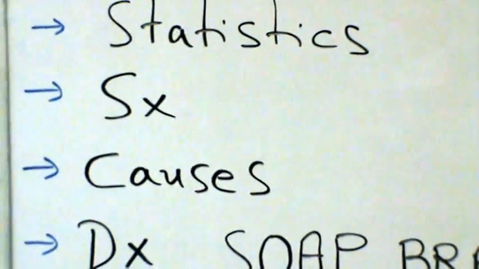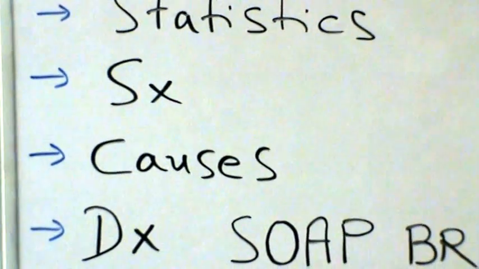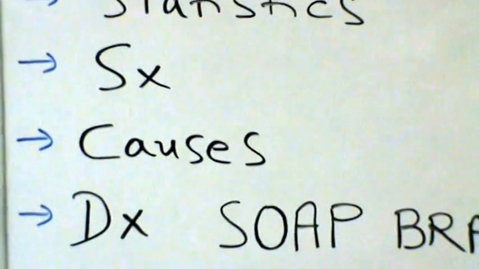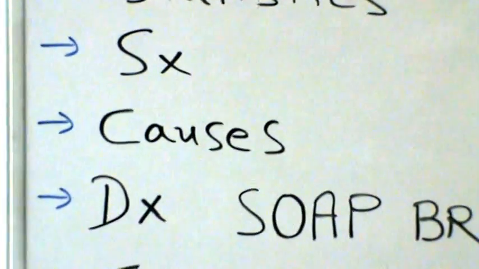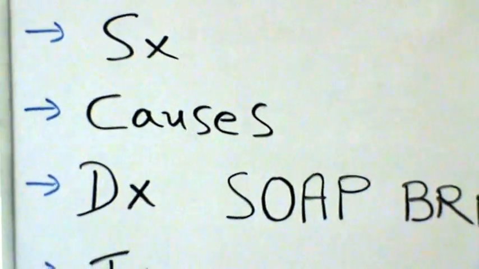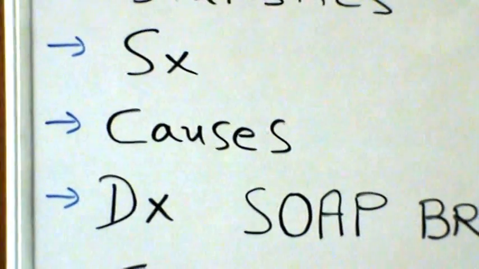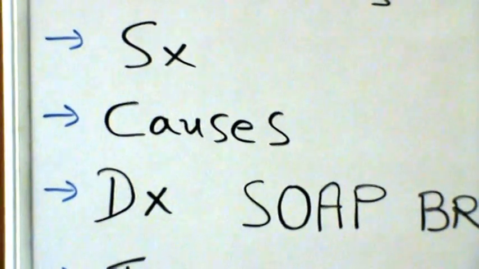Okay, enough on the signs and symptoms. Let's move on to the causes. The known causes are genetic predisposition, immunological dysregulation, and hormonal as well as environmental triggers.